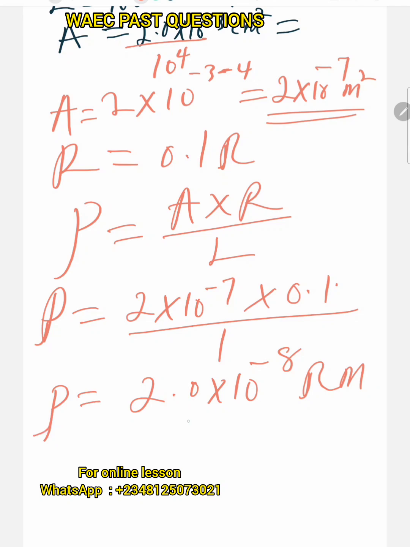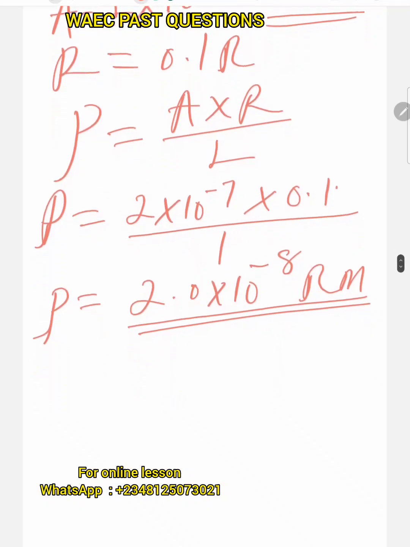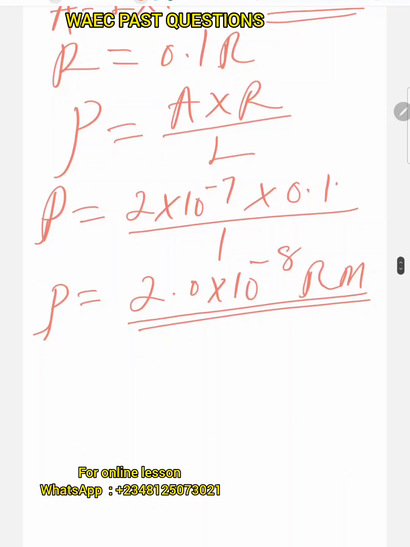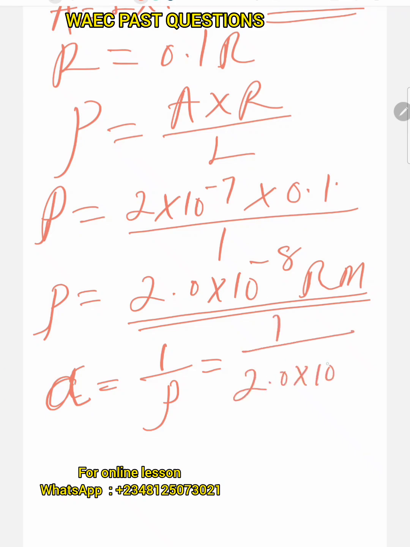So the unit of resistivity is ohm meter. But this is not the answer we are required to get. What we are required to get is the conductivity. So the conductivity is 1 all over the resistivity. We are taking the reciprocal, so it becomes 1 all over 2.0 times 10 raised to the power minus 8.